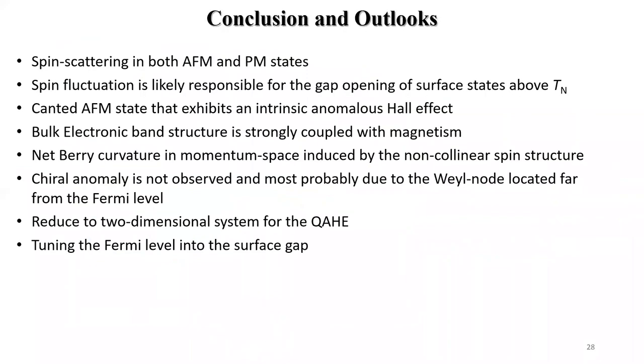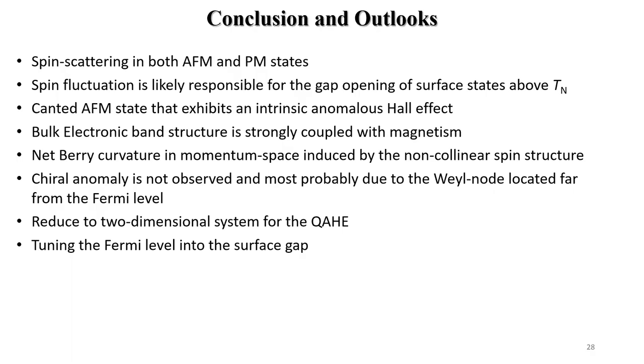Okay, as a conclusion, we observe the spin scattering in both the antiferromagnetic state and also in the temperature above the Néel temperature, and we also observe the spin fluctuations. We believe that the spin fluctuations respond to the gap opening of the surface state above the Néel temperature, and we also clearly observe the canted antiferromagnetic state. And in this state, we observe the intrinsic anomalous Hall effect that is not coupling to the magnetizations and is due to the net Berry curvature in the momentum space. Okay?